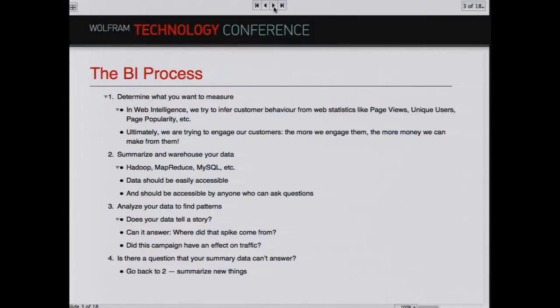So I'd like to go a little bit now through the BI process as a step-by-step thing. The first step in a BI process is to determine what it is we want to measure. I work in web intelligence, and so we try to infer our customer behavior from things like web statistics. And these are very standard things that are well-defined: page views, unique users, popularities. Ultimately, though, we are trying to engage our customers because the more we engage them, the more money we can make from them.